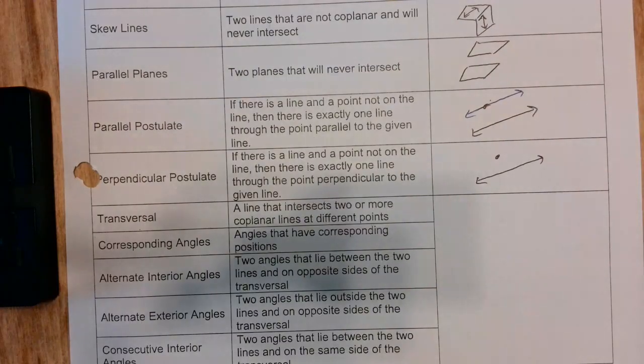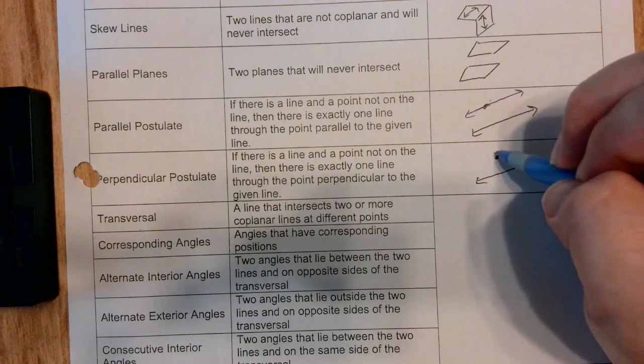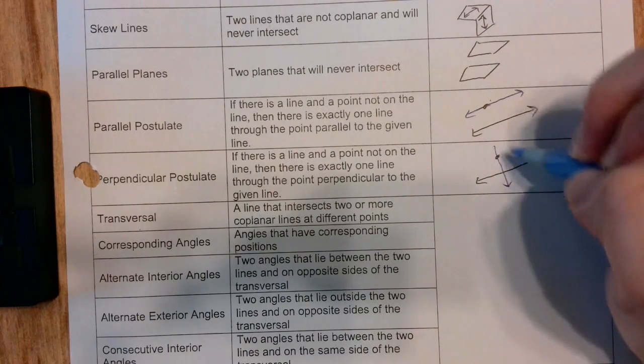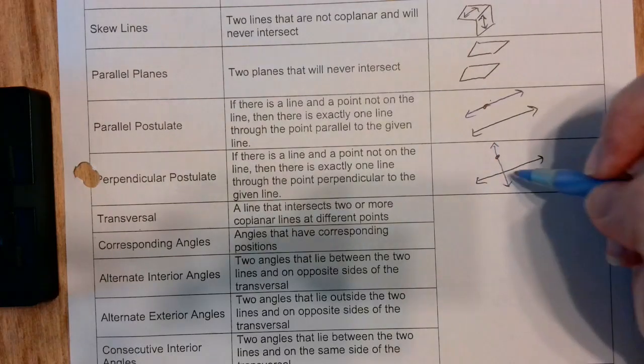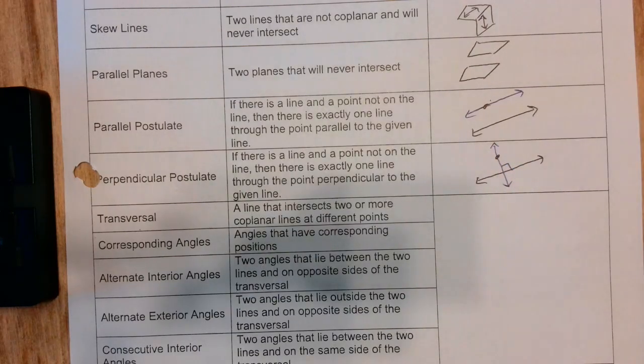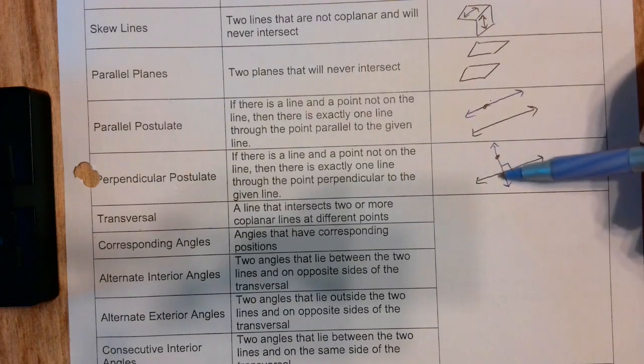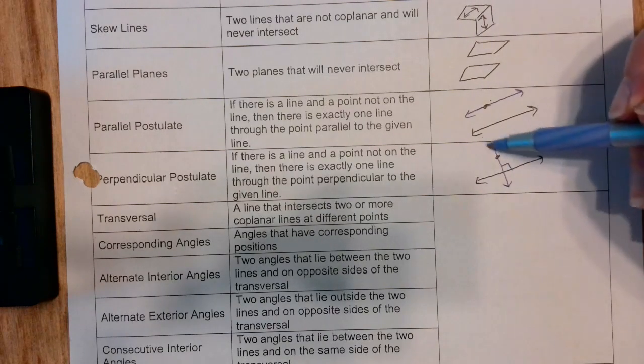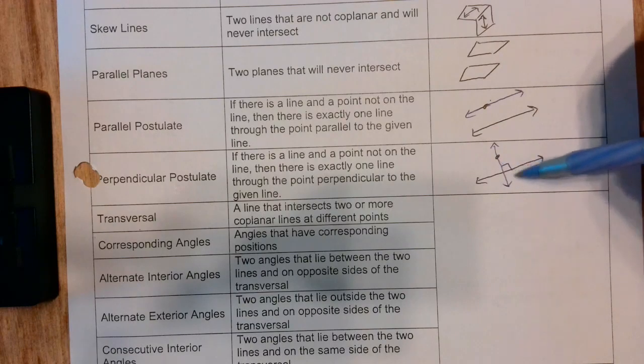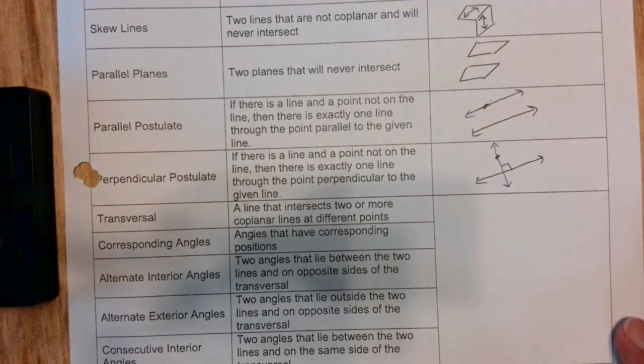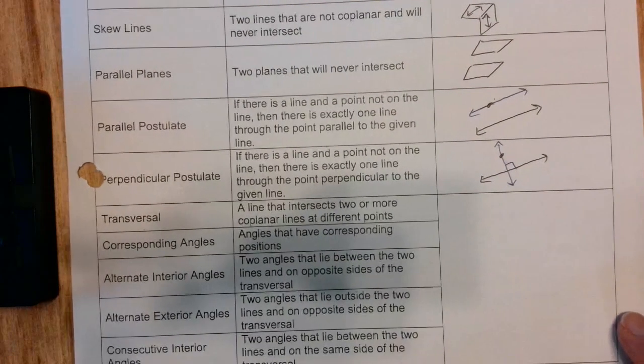The perpendicular postulate is very similar, but it says if you have a line and a point, there's only one line through that point that would be perpendicular. There's only one line that's going to make a 90-degree angle. If we drew a new line, a second line, it would have to be tilted and would no longer be 90 degrees.